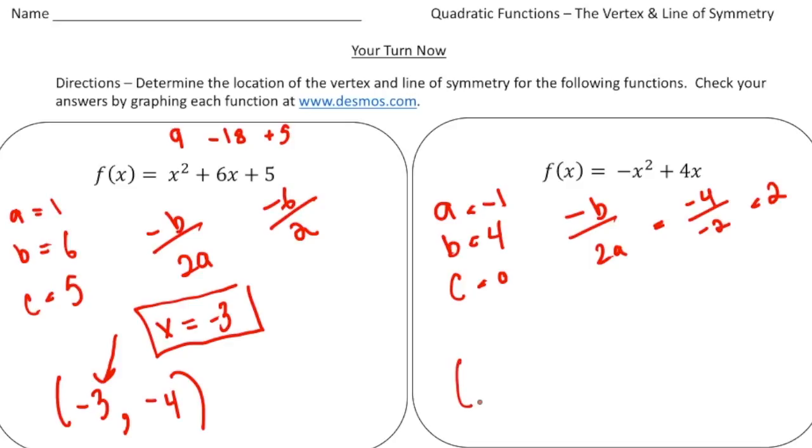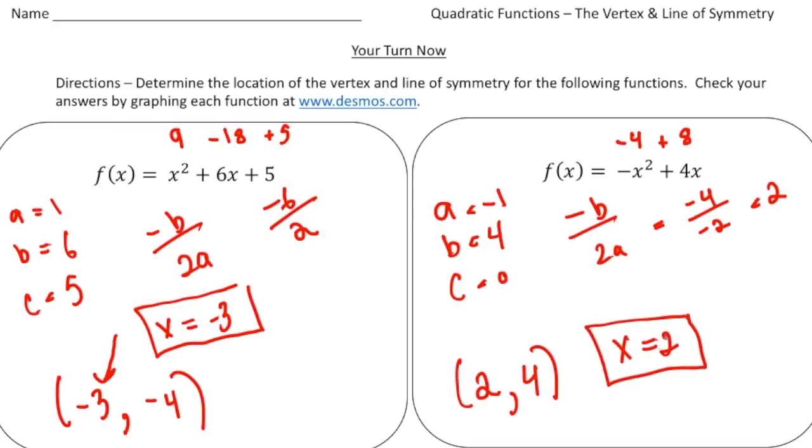So our vertex x value is 2, and now we need to plug the 2 into the function to get the y value. So 2 squared is 4, and with a negative sign, that's going to be a negative 4. And then 4 times 2 is 8. So negative 4 plus 8 gives us a positive 4. And there it is. The vertex is located at 2 and 4. And then finally, we know that the line of symmetry is going to be x equals 2. How'd you do?